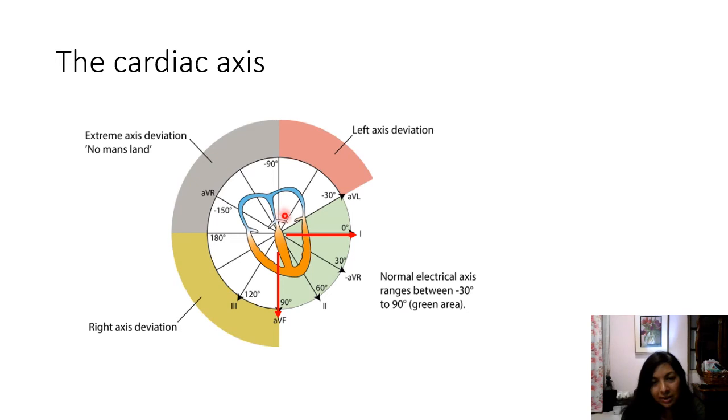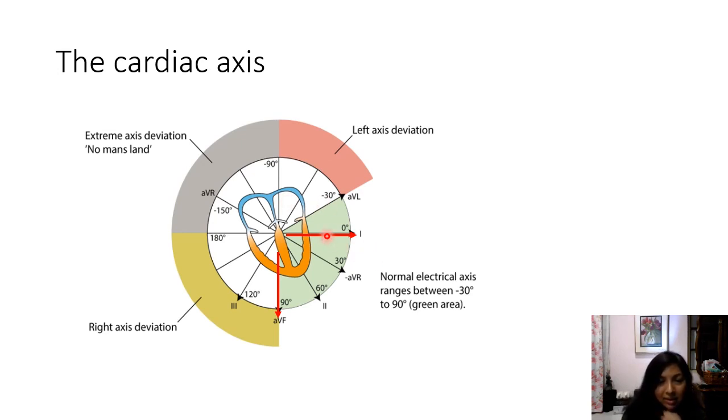And your normal electrical axis sits between minus 30 and 90, so it's over here within this green zone. If you go beyond minus 30 to minus 90, that's left axis deviation. If you go over here, between 90 to 180, it's right axis deviation. Over here, it's such extreme axis deviation that it's never going to happen, and that's called your no man's land.